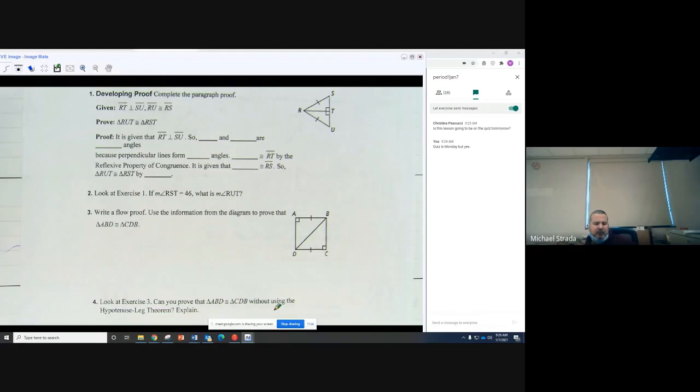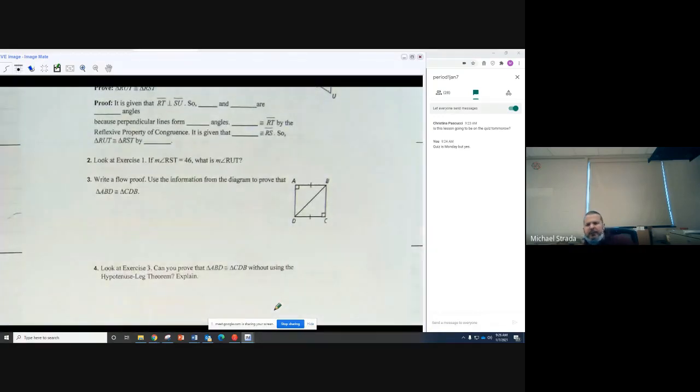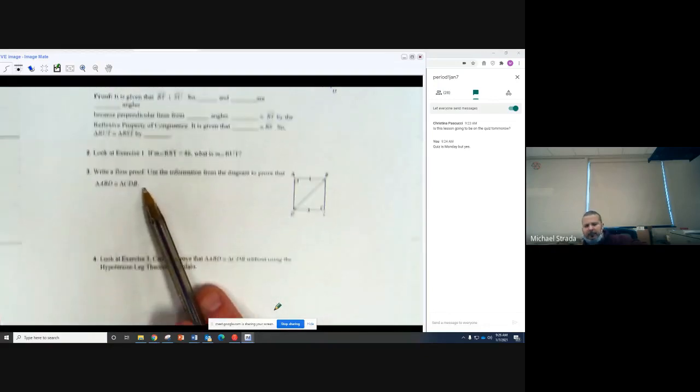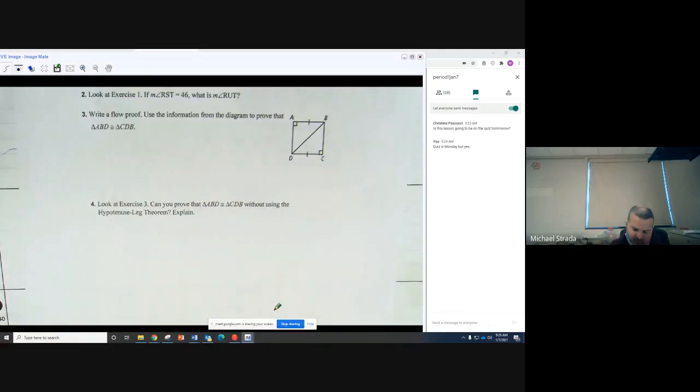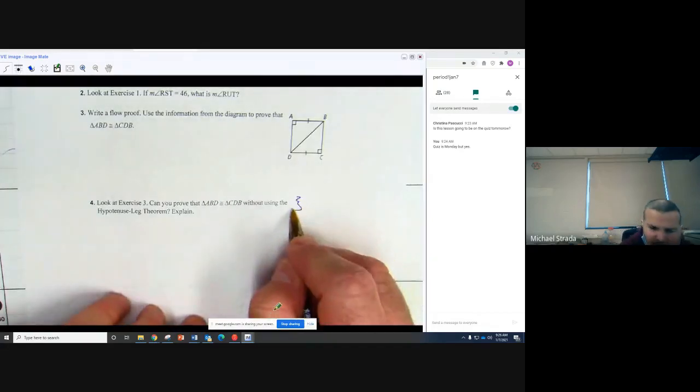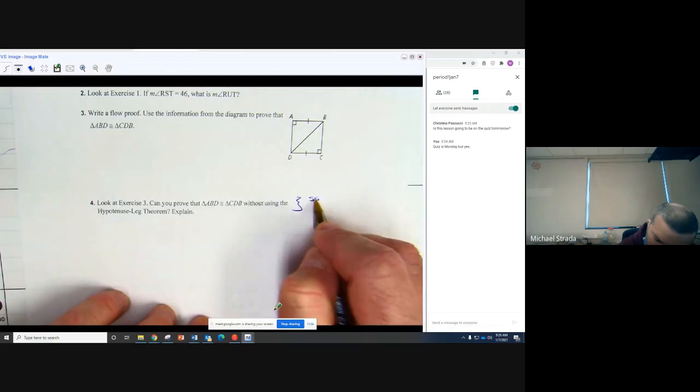Number 3 says to write a flowchart proof. You can write it in any format you want. You're just writing a proof stating why ABD is congruent to CDB. That would most likely end with hypotenuse leg. Number 4, just so you know, it says look at exercise 3. Can you prove the triangles are congruent without using hypotenuse leg theorem? Explain. Basically, what they're asking for is, can you use any of the others?